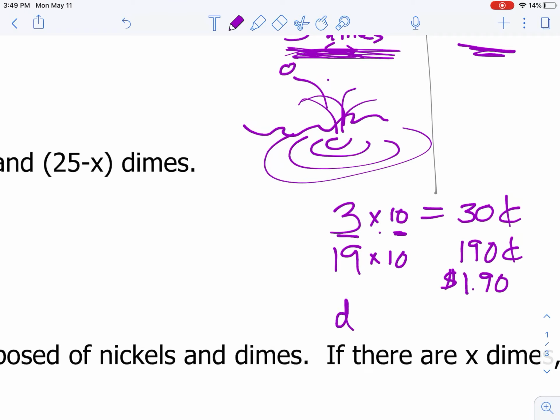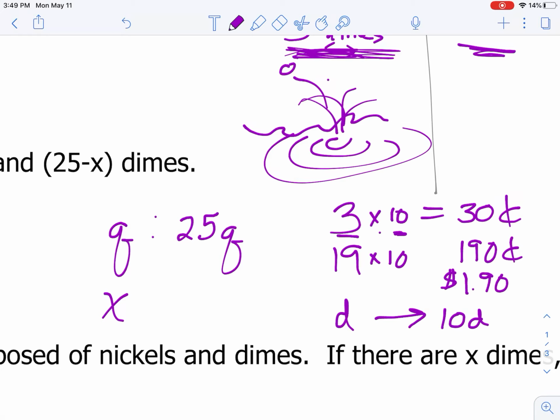So if I had D dimes, to get the value of D dimes, I would again multiply by 10. So the value of D dimes is 10D. The value of Q quarters is 25Q. The value of X nickels is going to be 5X. This is all in cents, what I just gave you, though.